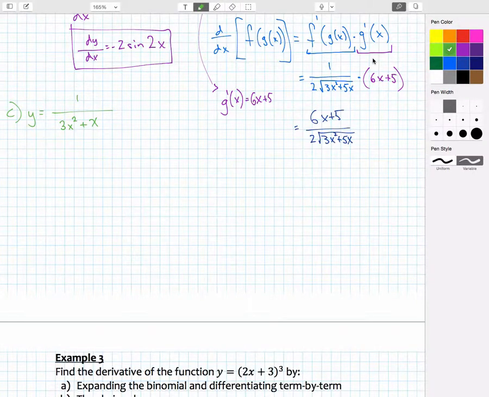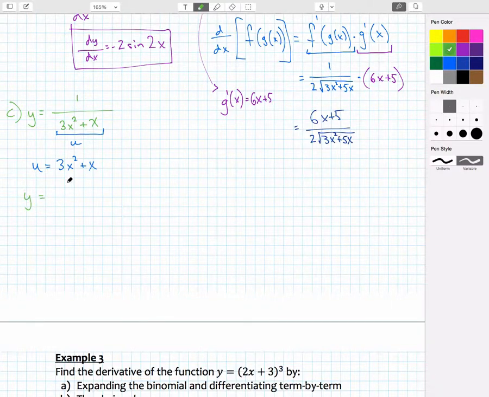So now we'll move on to part C. y equals 1 over 3x squared plus x. Again here, it's fairly obvious we're going to choose the polynomial expression right here as our u. So we're going to let u be 3x squared plus x, choosing our middleman there. And then we can rewrite our equation y, making that substitution.